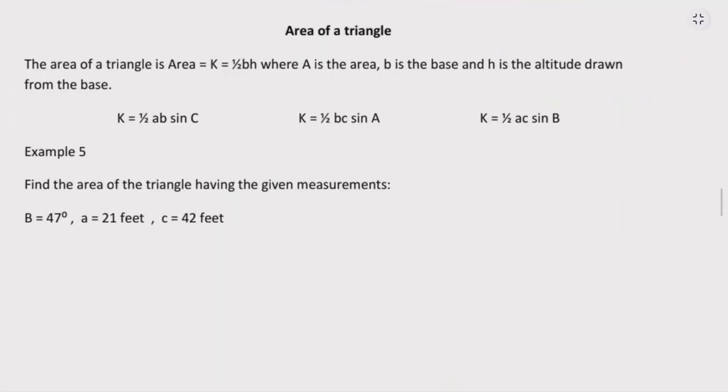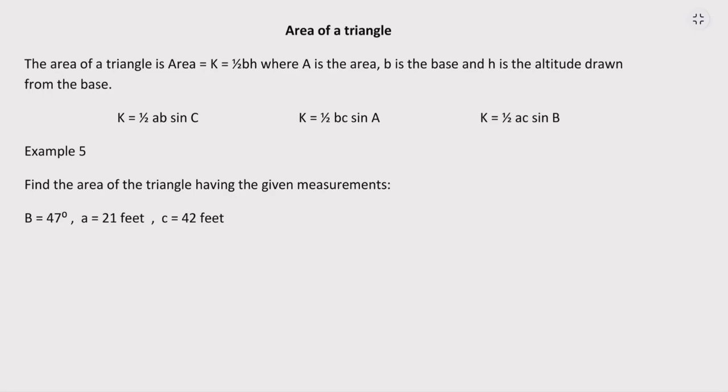Alright, next we're going to talk about areas of triangles. So the area of a triangle is area equals K, which is equal to 1/2 the base times the height, and that's your general formula for area of a triangle, where A is the area, B is the base, and H is the altitude drawn from the base.